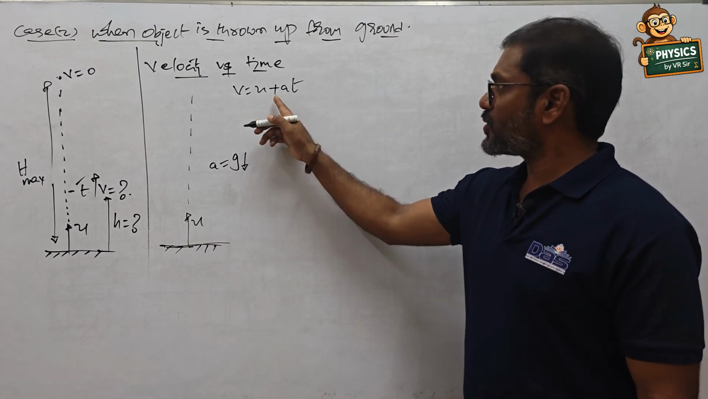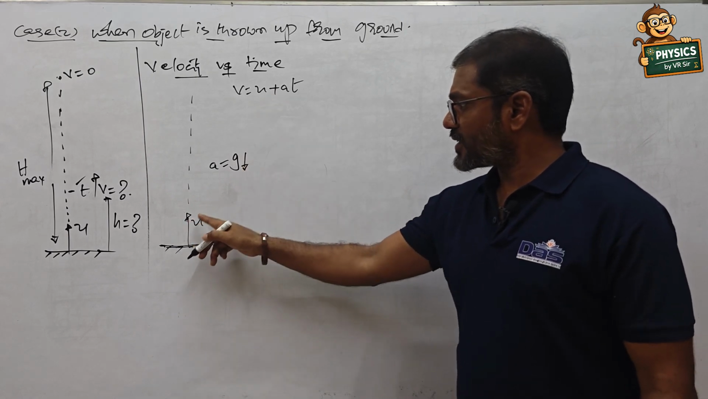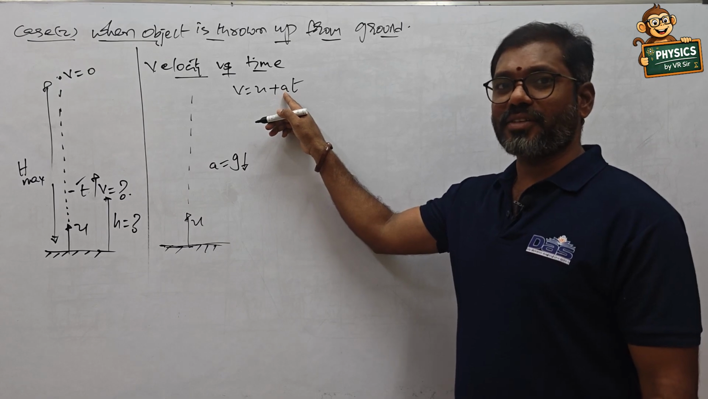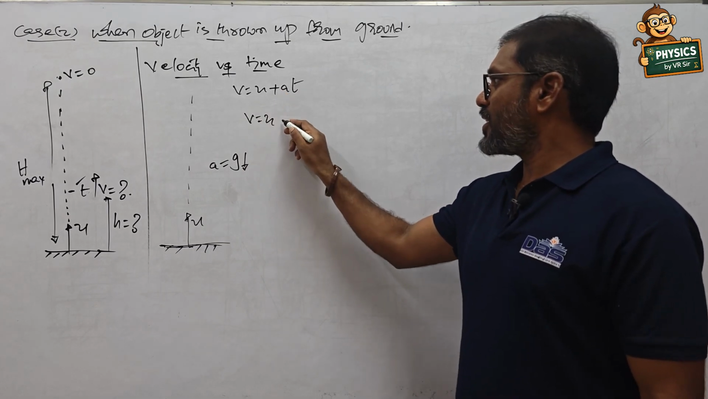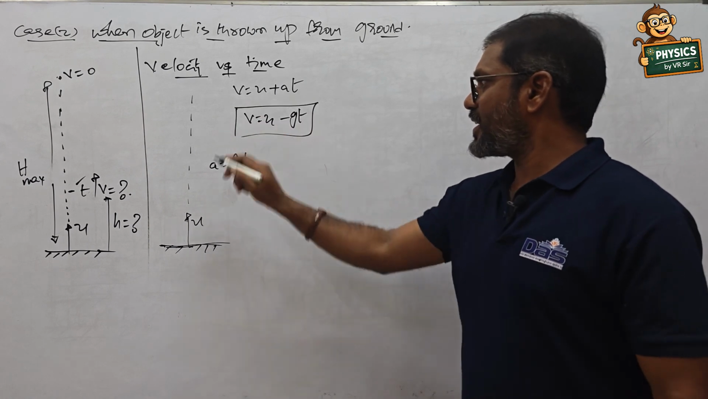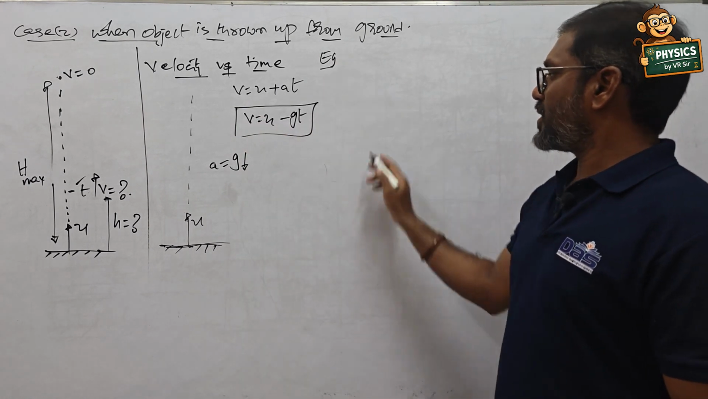In this case, I told you we should use the sign convention: when initial velocity and acceleration are opposite to each other, you should substitute acceleration with a negative sign. So v is equivalent to u minus gt. This is the velocity at any time expression. Then let's go with the example.